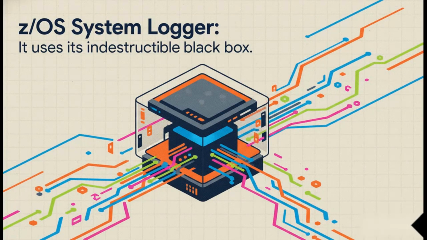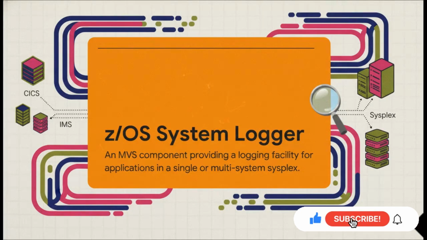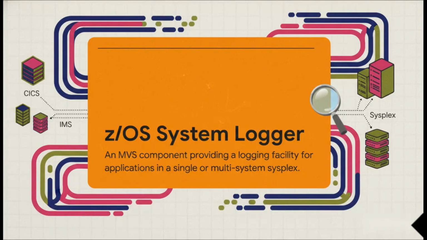And that black box analogy, it's not just for show. It is perfect. Its entire job is to reliably record absolutely everything, no matter what chaos is happening around it. So here's the key takeaway. The system logger is a centralized service. What does that mean? It means applications like CICS or IMS don't have to worry about building their own complicated logging systems. Nope, they just hand off their log records to the logger. It does all the heavy lifting, capturing the data, storing it safely, and even merging logs from apps running on totally different systems in a Sysplex. It's like having a universal scribe for the entire environment.